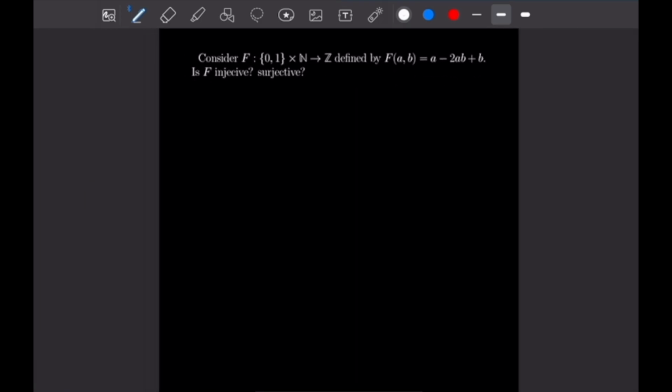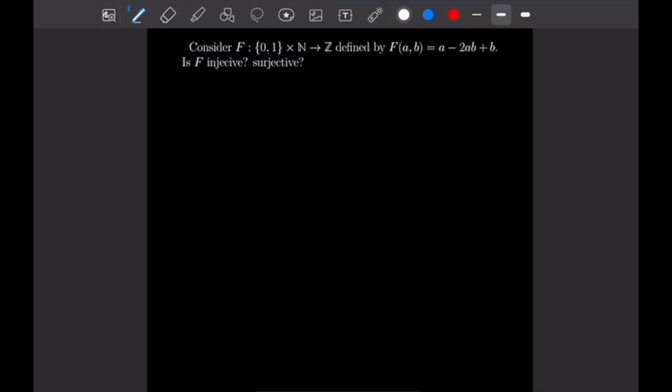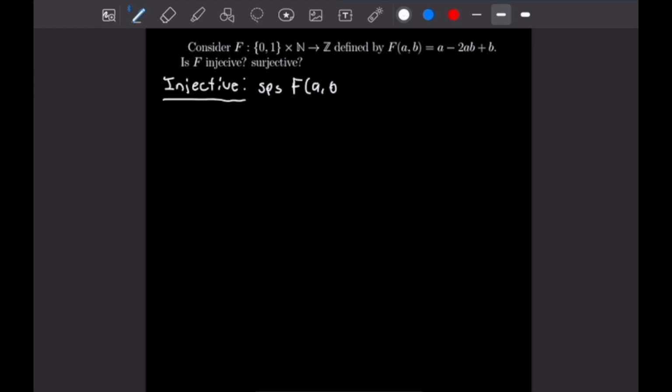For this one, we want to consider the following function. We have big F goes from the set {0, 1} cross N to the integers, and it's defined in the following way, where f(a, b) is going to be equal to a - 2ab + b. And we want to investigate to see if f is injective or surjective or both. So let's start by checking injectivity. Reminder for injectivity, we want to check that if f(a, b) is equal to f(c, d), then we have that the ordered pair (a, b) is equal to the ordered pair (c, d).